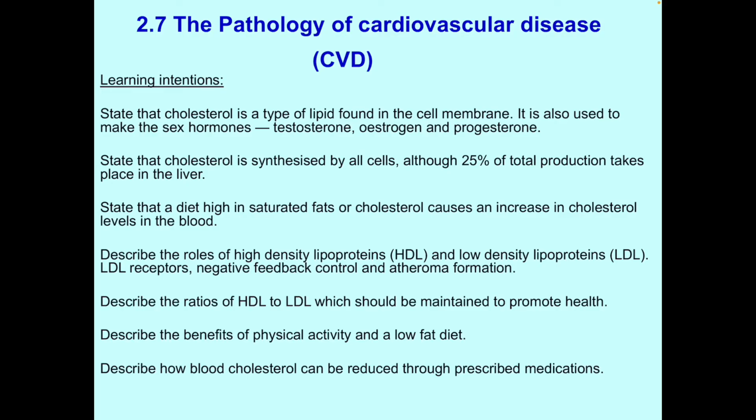In this video, we're going to learn about cholesterol levels. So we need to know what cholesterol is and what its role is within the body. We need to know how your body manufactures cholesterol, and we also need to know about the roles of high-density lipoproteins and low-density lipoproteins, and how the proportions of them in the body can affect your health.